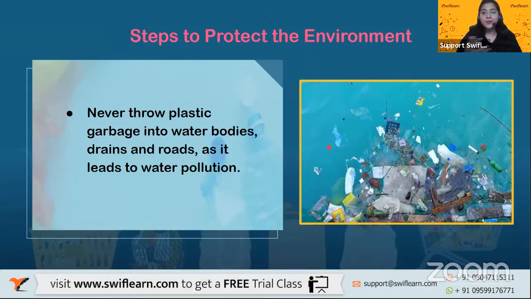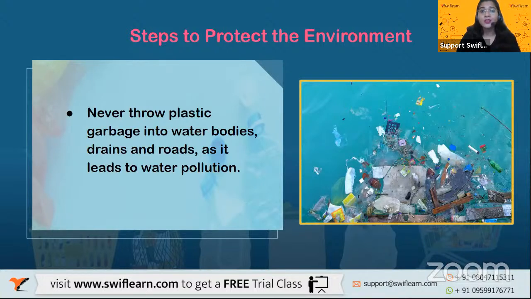So if you want to protect the environment from this, please do not throw any sort of plastic materials, any sort of plastic garbage into the water bodies or drain or road, so that it will not get polluted. Please don't throw them. Because throwing plastic materials on the soil or in the drain or water bodies directly can cause soil pollution, can cause water pollution, and also harm all the aquatic lives present within the water, may it be aquatic plants or animals.